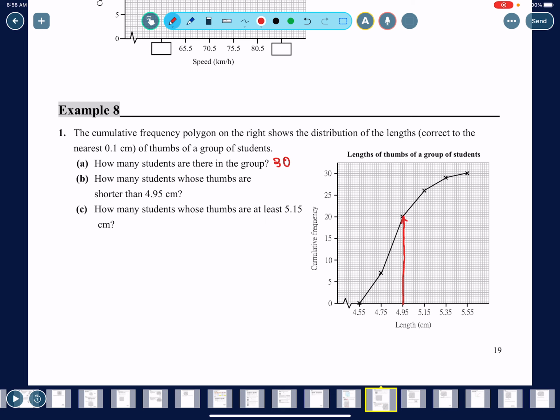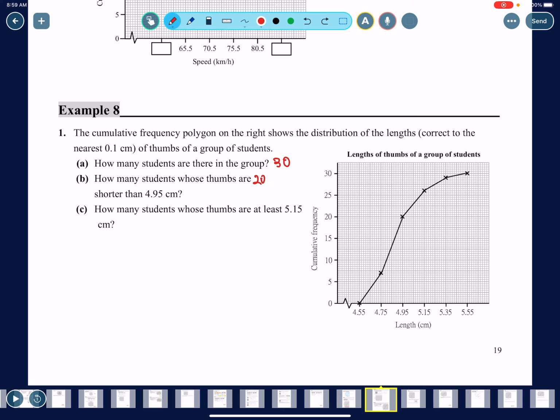So again, if this is a cumulative frequency polygon, then 20 is the answer directly. But if it's a normal frequency, then you're going to be adding the ones before it, right? So you have to be really careful what you're looking at. The answer here is 20. You don't do 20 plus 7, for example. It's already calculated. The numbers before it are already considered in 20.